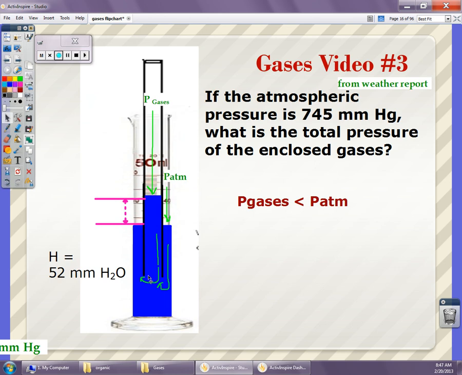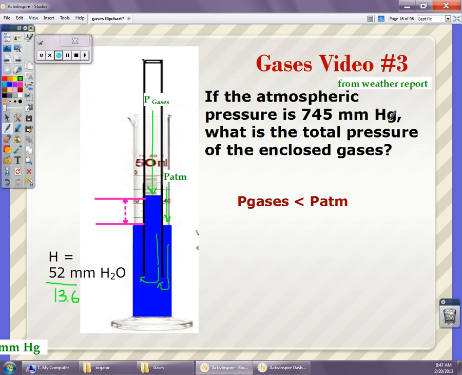The reason why is water is cheap and easy to get, but also mercury is a toxic substance that can cause health problems down the road. So we don't use mercury, we use water. But now we need to convert this number into millimeters of mercury. You do that by dividing by 13.6.